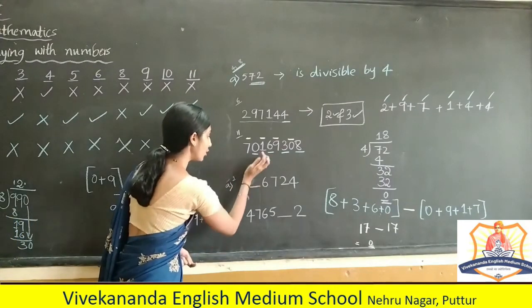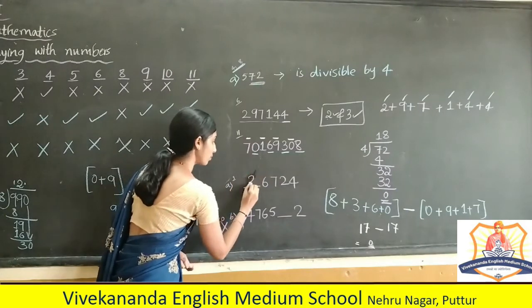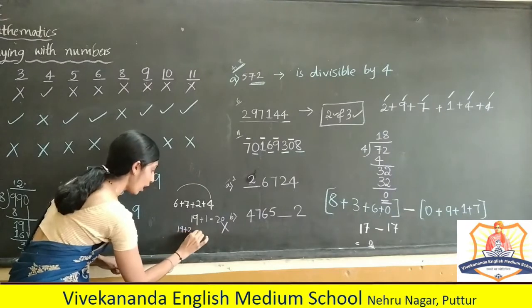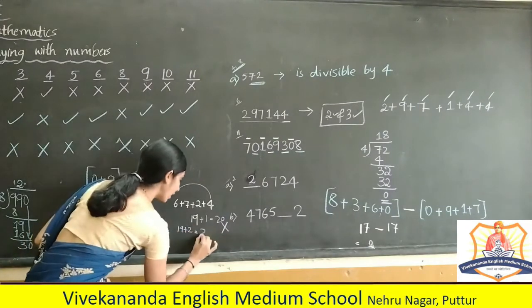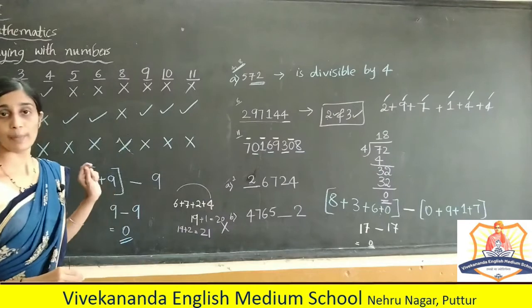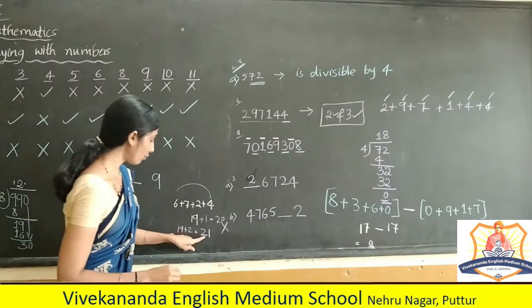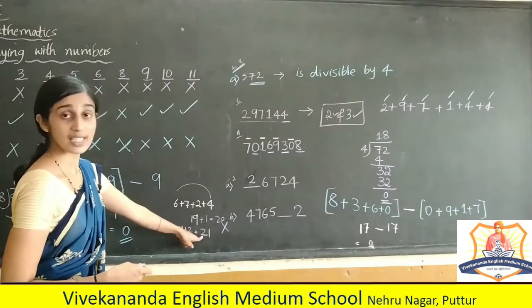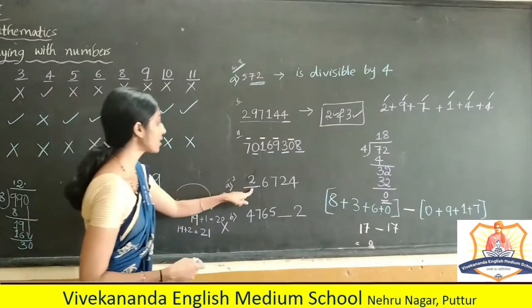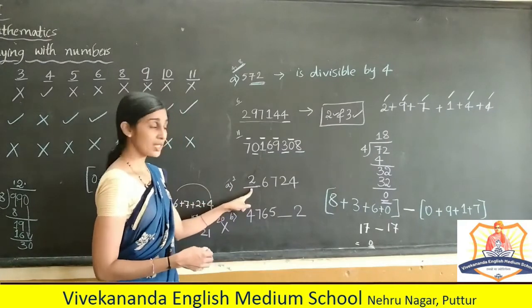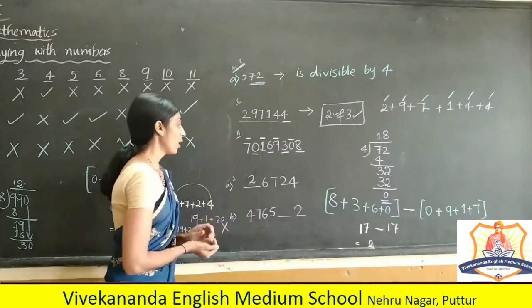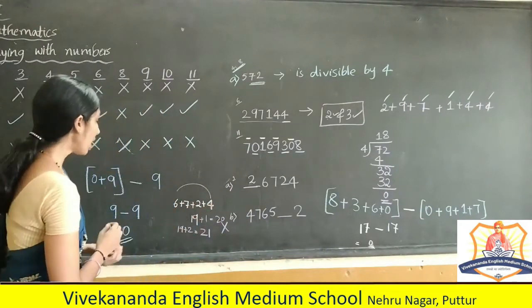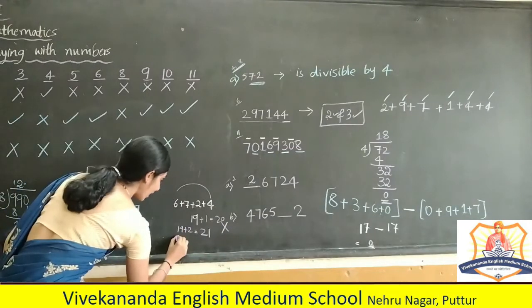If I write here 2, so what will be 19 plus 2? How much? What is the answer here? 21. Whether 21 is divisible by 3? Yes, of course. 2 plus 1 is 3. 3 is divisible by 3. So, 21 is divisible by 3. This is the smallest possible number we can frame, that is divisible by 3.